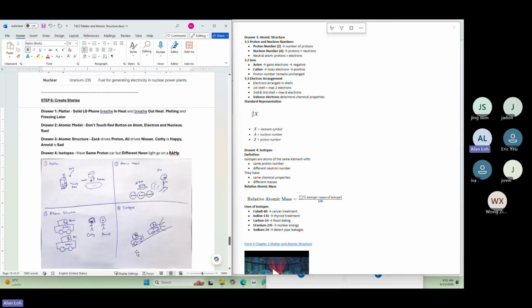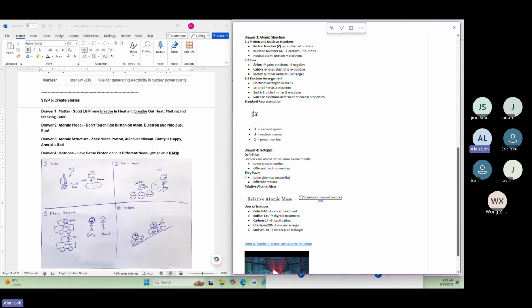So for drawer 4, you have two same proton car, proton and proton, but different neon light. This is so much brighter. This is not so much. Maybe it's another color, as long as it's different. And they are going on a ramp. Why this story? Same proton number. Isotope is same proton number, but different neutron number. Okay, different neutron number, right?